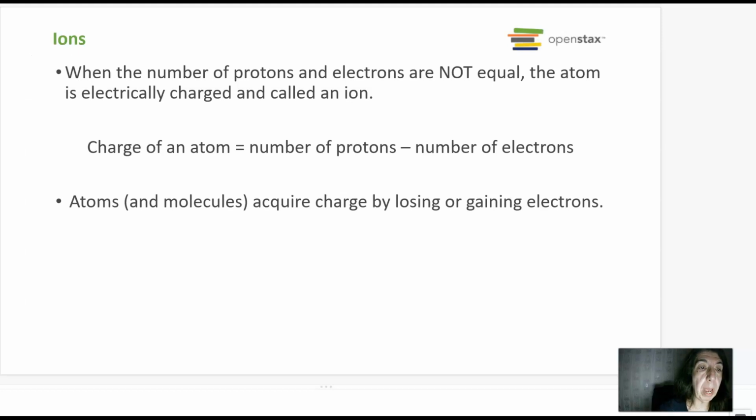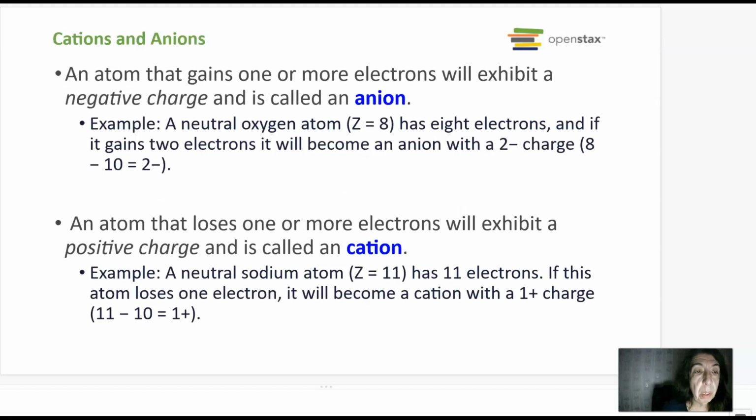All right. Then we're going to look at ions. When the number of protons and the number of electrons are not equal, the atom is called an ion. So the charge of the atom is equal to the number of protons minus the number of electrons. If the atom gains electrons, it is called an anion and has a negative charge. So for example, when oxygen has 8 electrons and gains 2, it becomes an anion with a -2 charge. An atom that loses an electron is called a cation and has a positive charge. So sodium tends to lose an electron and become a positively charged sodium with 1 less electron.